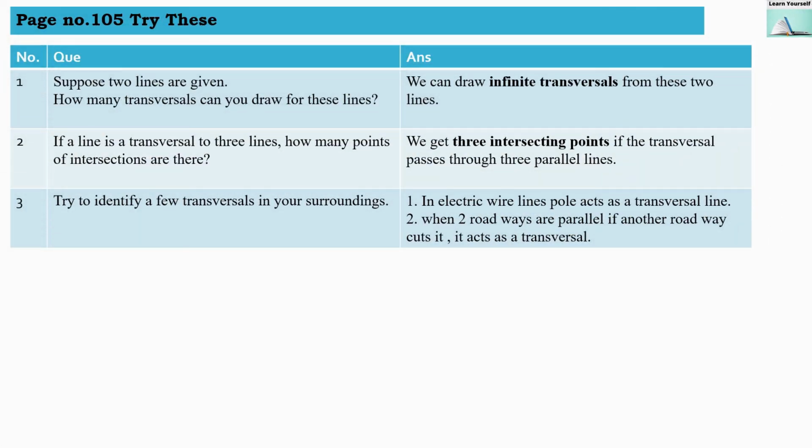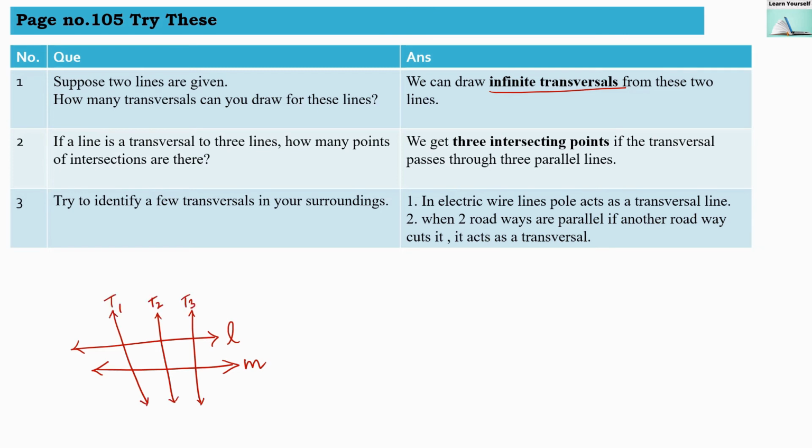Page number 105, try these sums. We have to answer some of the questions. Suppose two lines are given. How many transversals can you draw from these lines? So we can draw infinite transversals from these two lines. Suppose two lines are like this. This is line L and this is line M. So we can draw many transversals from this. All these lines T1, T2 and T3 are transversals and we can draw infinite transversals from two lines.